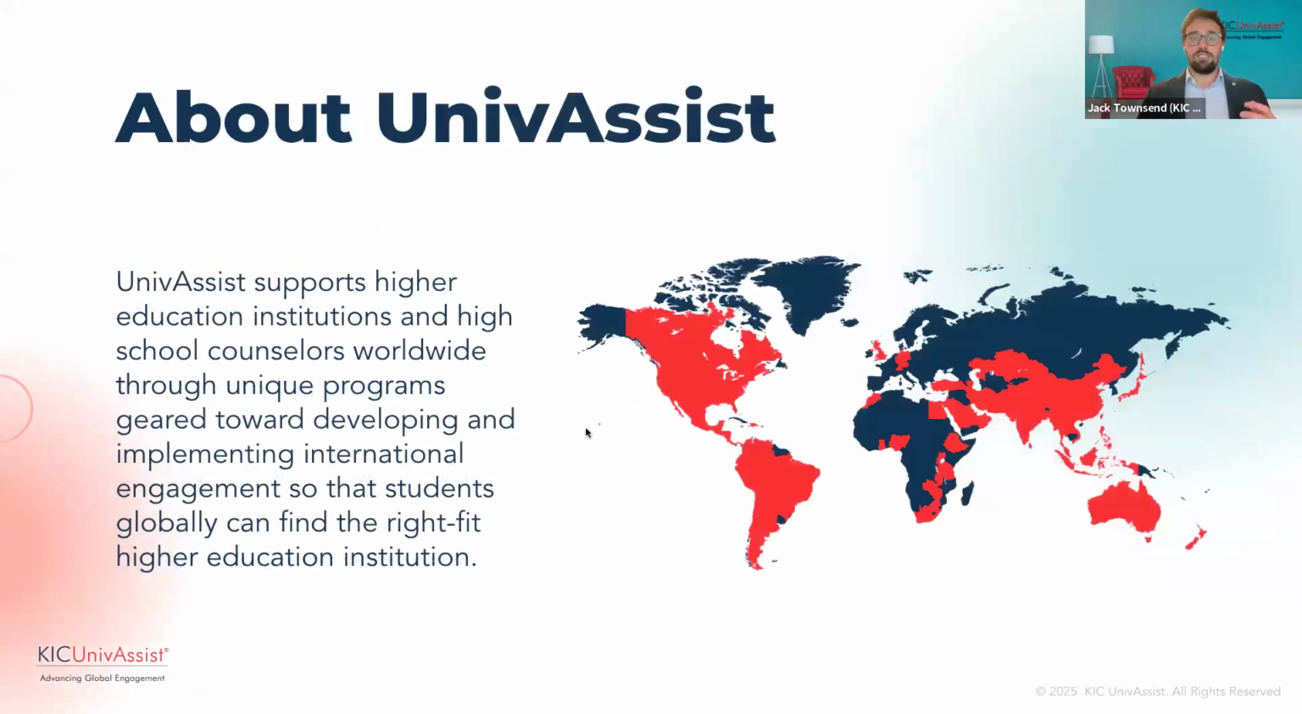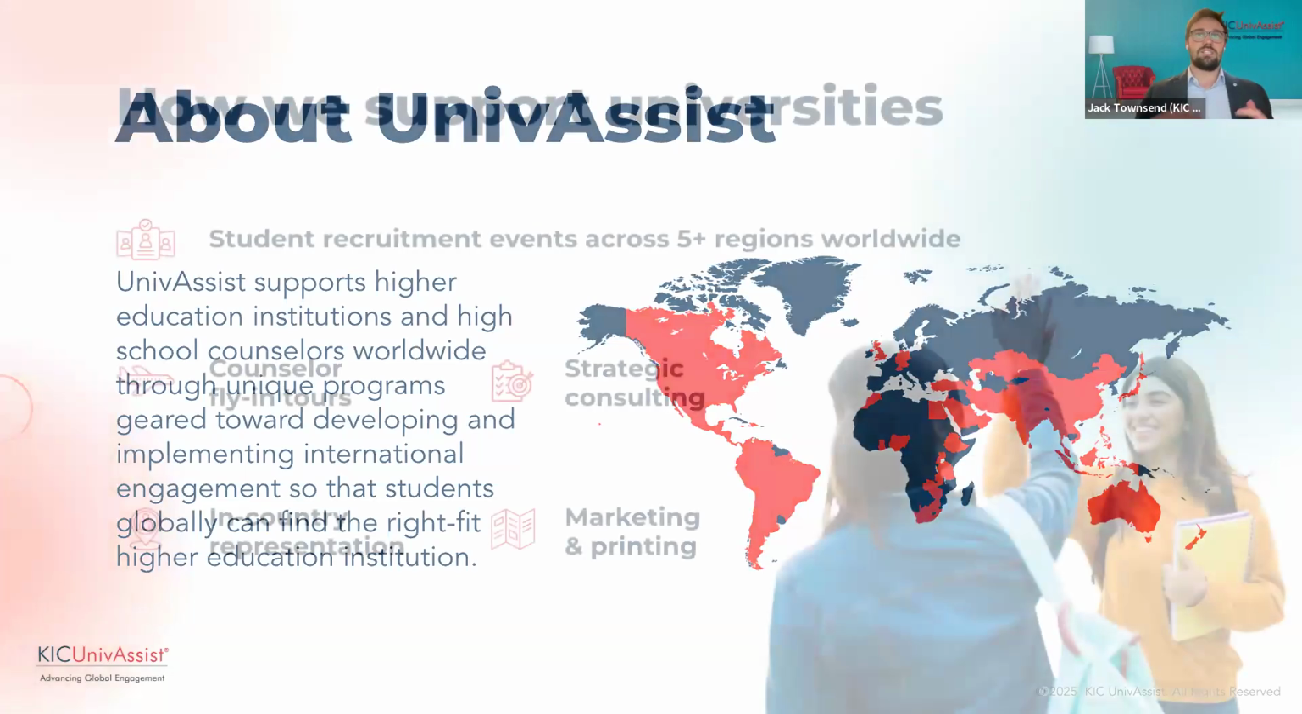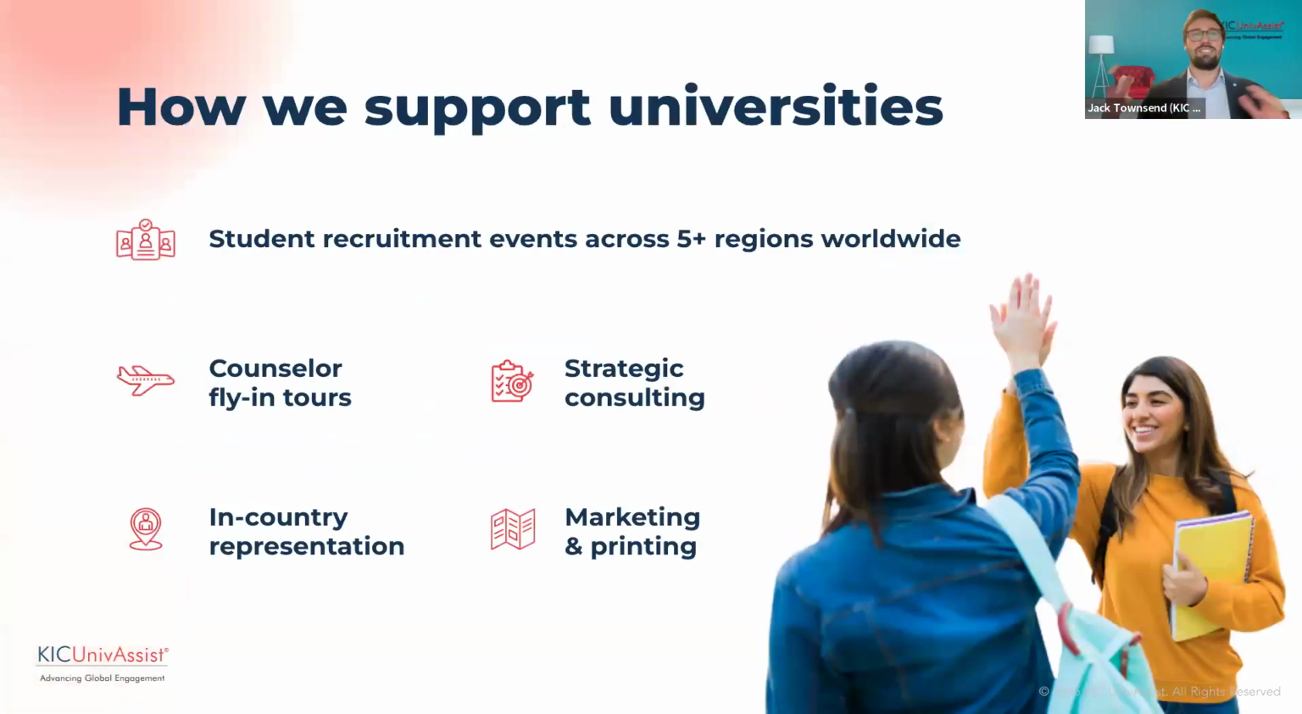So a little bit of background about UnivAssist. We support higher education institutions and high school counselors around the world for a range of programs which are aimed towards helping students find their right fit institutions and programs. To date, we've worked with 400 plus institutions from around the world. And we support universities through a wide range of solutions. And just to touch on some of these, I won't spend long on this section because again, this isn't the meaning of today's webinar, but I want to give you a bit of a background of what we do and where we're positioned.